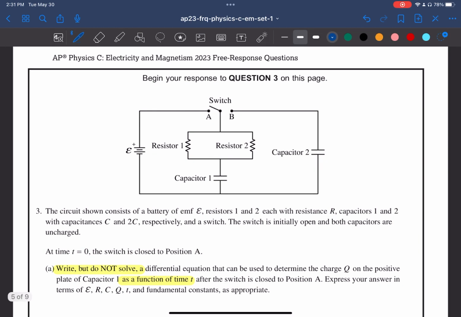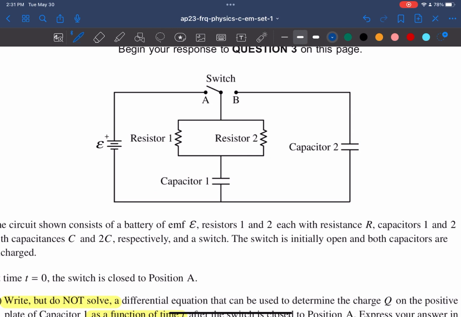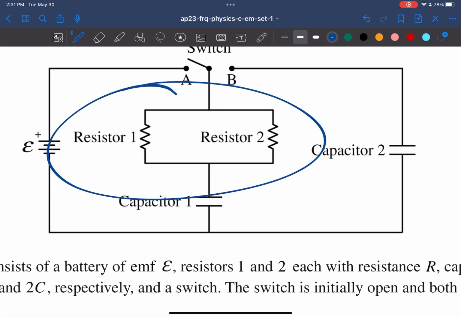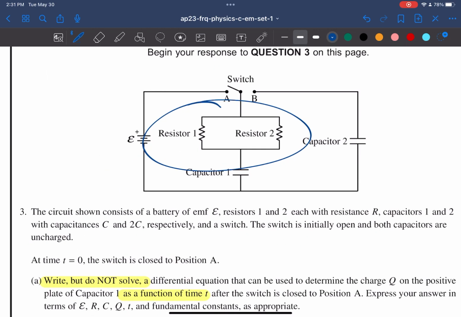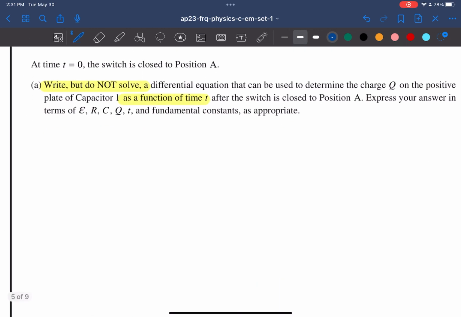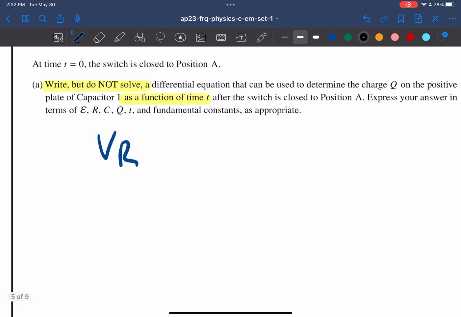When the switch is closed to position A, charge will flow through the two resistors before reaching the capacitor. It is very important to realize that there are two resistors. According to Kirchhoff's voltage law, the sum of the voltage differences around any closed loop in a circuit must be 0. So in this case, the voltage drop across the resistors plus the voltage drop across the capacitor must be equal to the voltage of the battery.